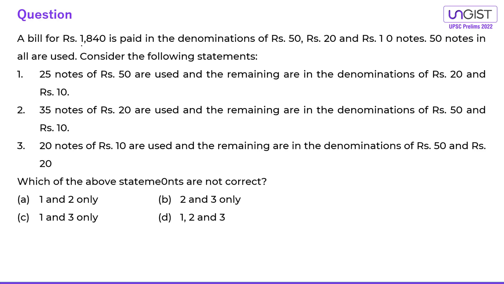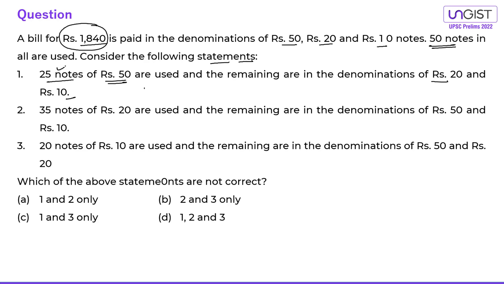Next question says, a bill of rupees 1840 is paid in the denominations of rupees 50, 20 and rupees 10 notes. 50 notes in all are used. Total we have used 50 notes. Consider the following statements. 25 notes of rupees 50 are used and the remaining are in the denominations of rupees 20 and 10. So everyone, total the bill is what? Rupees 1840. This is the total bill that we need to pay.